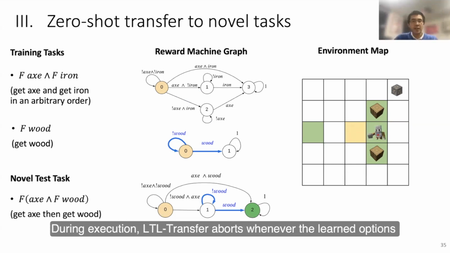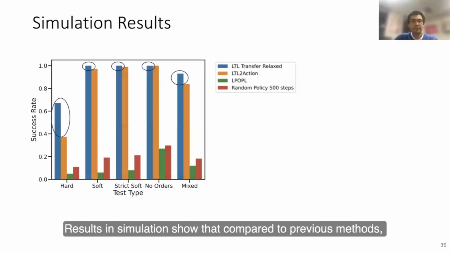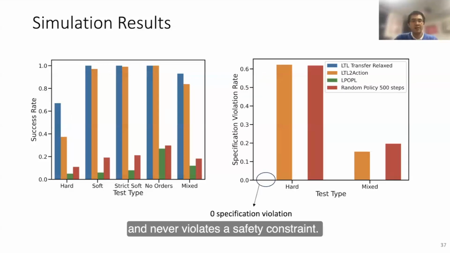During execution, LTL-Transfer aborts whenever the learned options are not sufficient to solve the test task, to preserve safety guarantees. Results in simulation show that compared to previous methods, LTL-Transfer achieves a higher success rate across different test tasks and never violates a safety constraint.